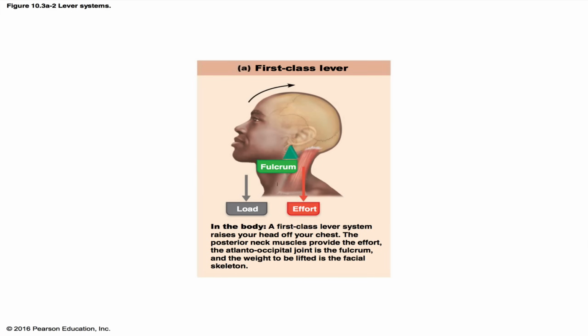In your body, there's another first-class lever system that you can see over here, when you raise your head off your chest. The posterior neck muscles provide the effort at the atlanto-occipital joint. Remember, you have the occipital condyles and the atlas of your first cervical vertebra where they articulate. That's that joint, so this is the fulcrum, and the weight that needs to be lifted, or the load, is the bones of your facial skeleton. Again, this is an example of a first-class lever.